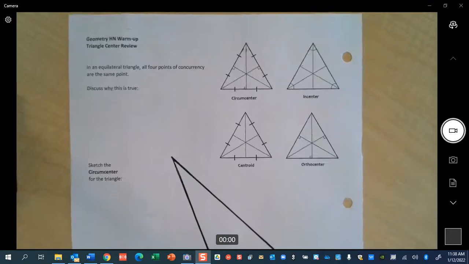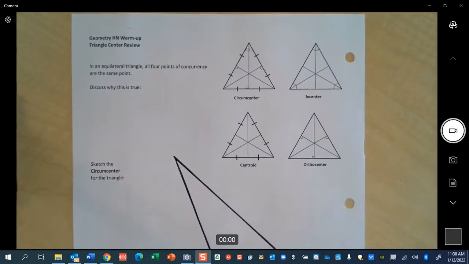Once you're finished gluing, go ahead and check out the back. So the back of this is a pretty interesting conversation about an equilateral triangle and recognizing all 4 points of concurrency. So give me a minute and think about each of those: circumcenter, incenter, centroid, and orthocenter, and think about why they're all the same point in an equilateral triangle. Take a minute, discuss with your group, put some thoughts down, go.